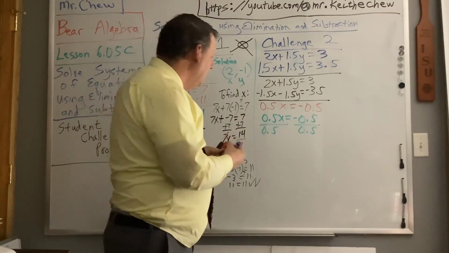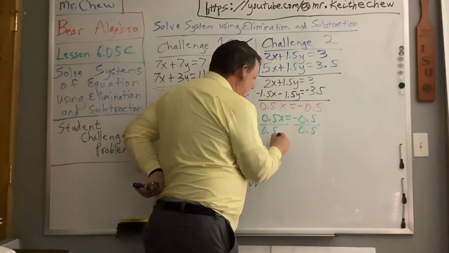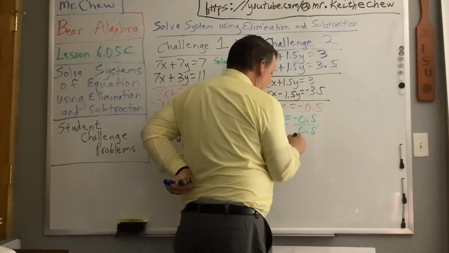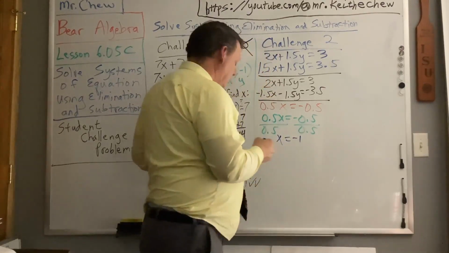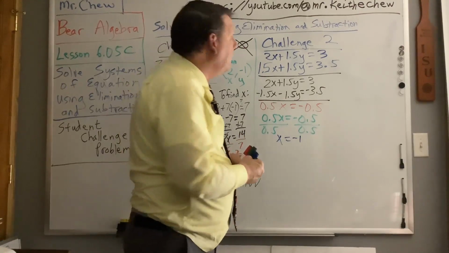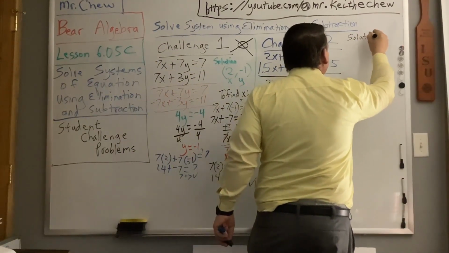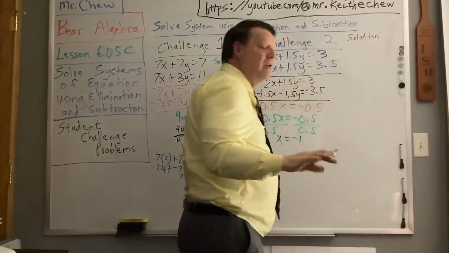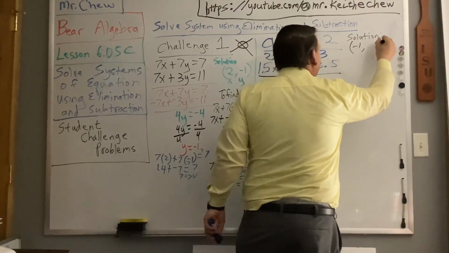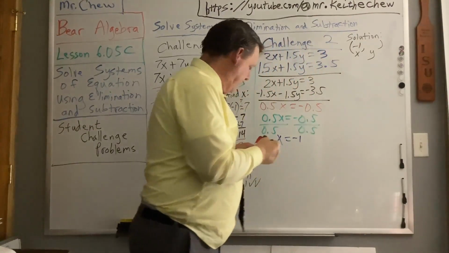So 0.5 over 0.5 is 1, and 1 times x is x. Negative 0.5 over 0.5 is negative 1. So I believe my solution has an x-coordinate of negative 1. So I'm going to write up here the solution that I believe is true. And I don't know what I'm writing until I check it. So I have negative 1, and I don't know what my y is. This is my x, and I'm going to put my y right here.